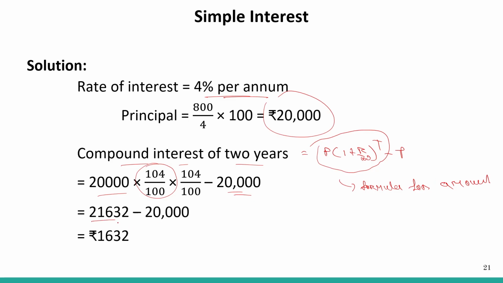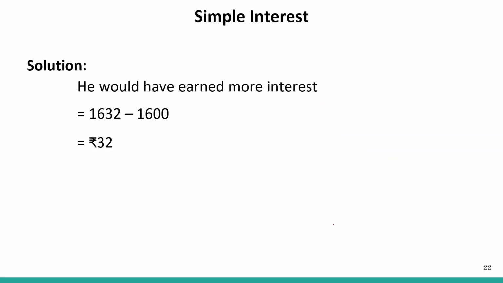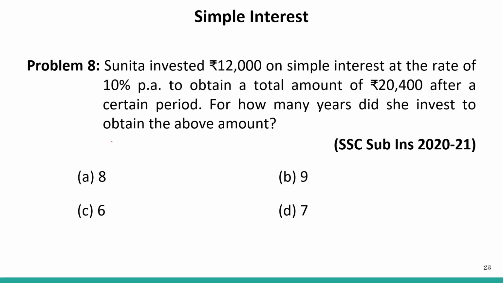Okay, that is 21,632 minus 20,000, and it will be 1632. So this solution has been done in the formal way, but this is what we have done in the shortcut trick. So what we have earned more interest is 1632 minus 1600 is equal to 32. Okay, so let's see problem number 8, right?